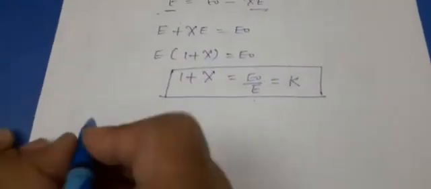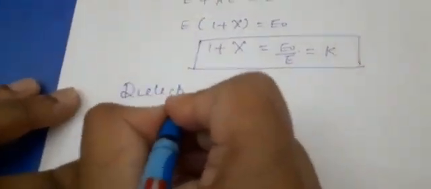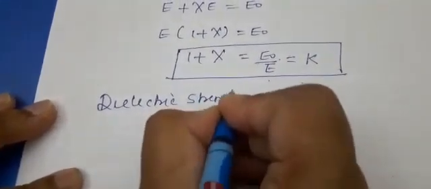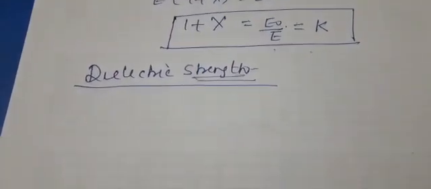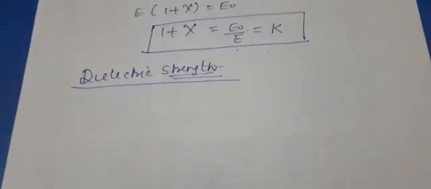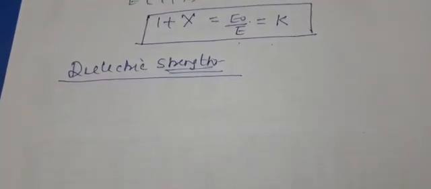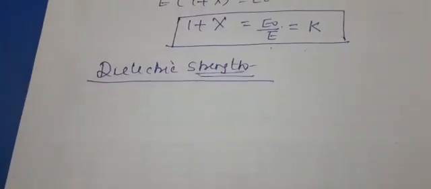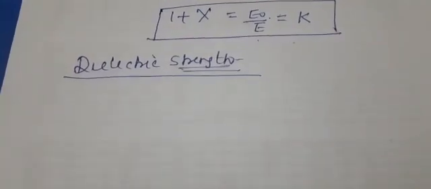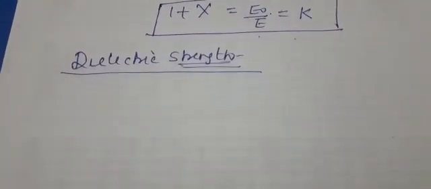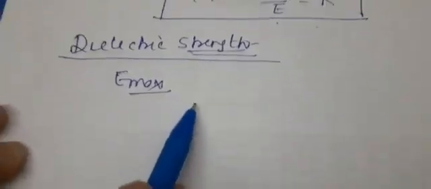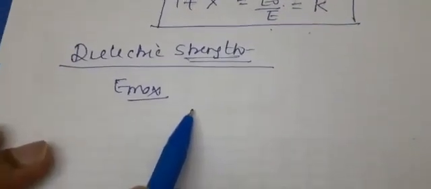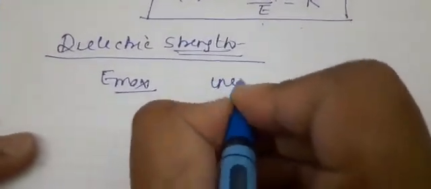Now next is dielectric strength. What is dielectric strength? Strength, maximum value. Basically, when we place a dielectric in between the electric field, how it is handled in between, that is what it is about. So the maximum value of electric field that a dielectric can handle, withstand, without breaking its insulating properties.